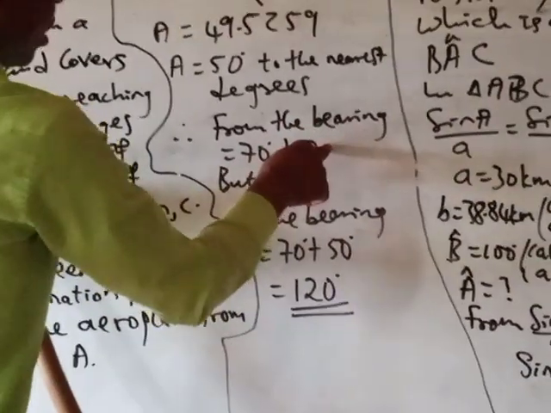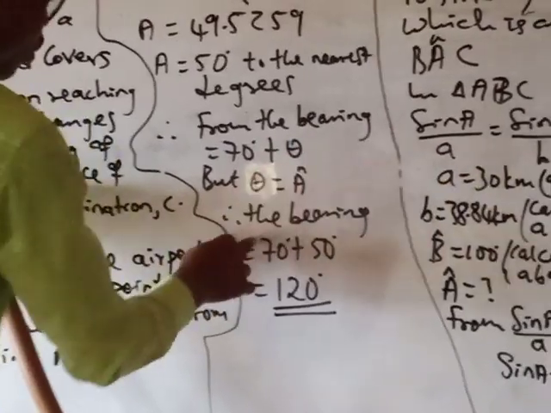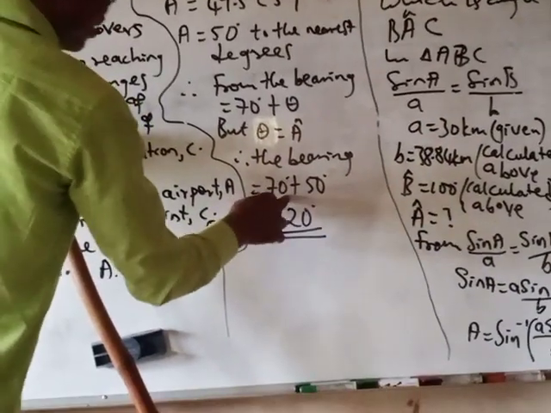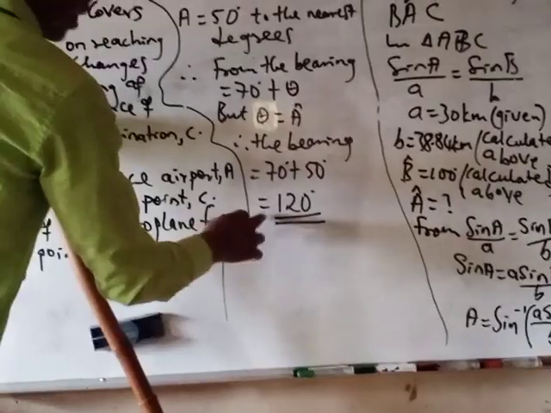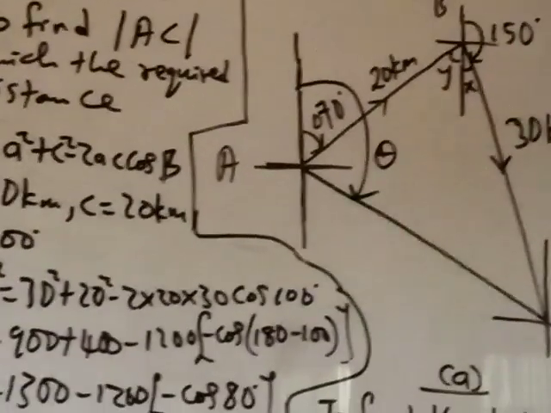Then from the bearing, which is 70 plus theta, but theta equals angle A, therefore the bearing equals 70 degrees plus 50 degrees, giving us 120 degrees, and that is the bearing of the aeroplane at the destination point from the starting point A. So that is it. Thank you.